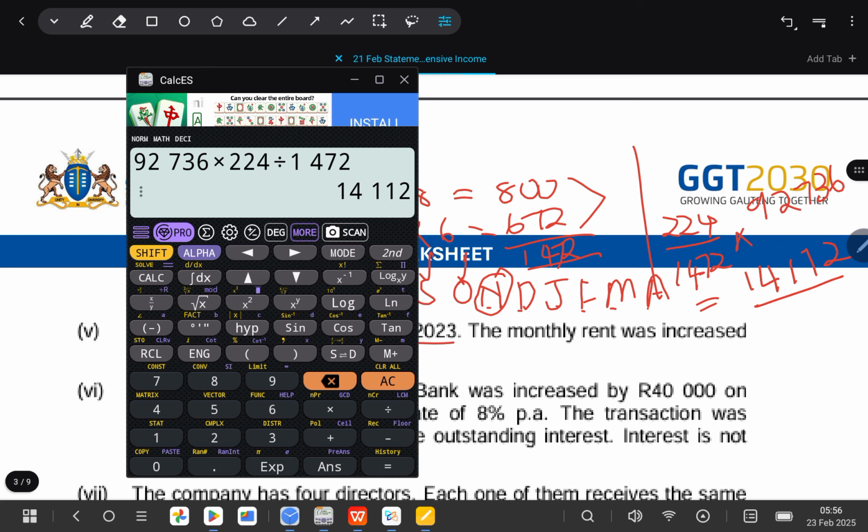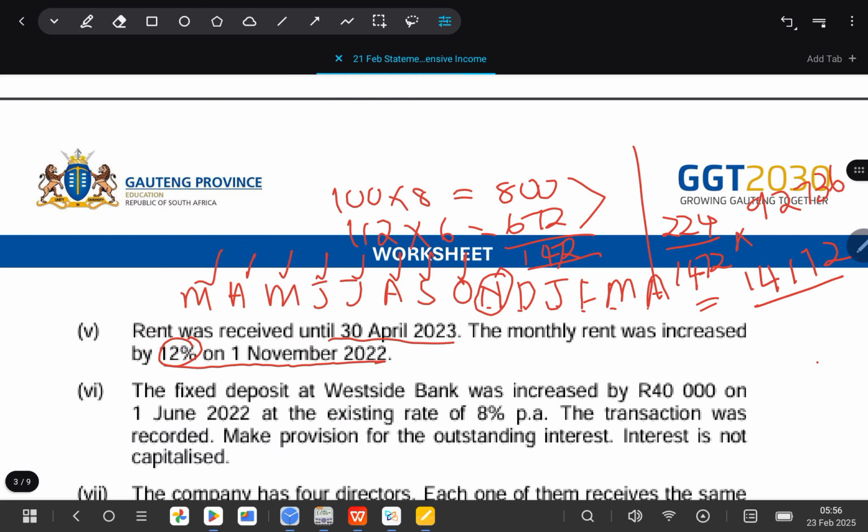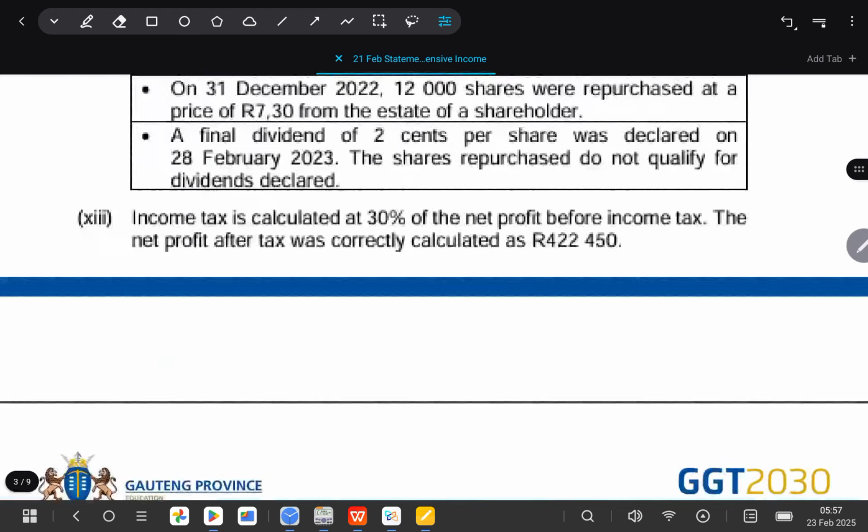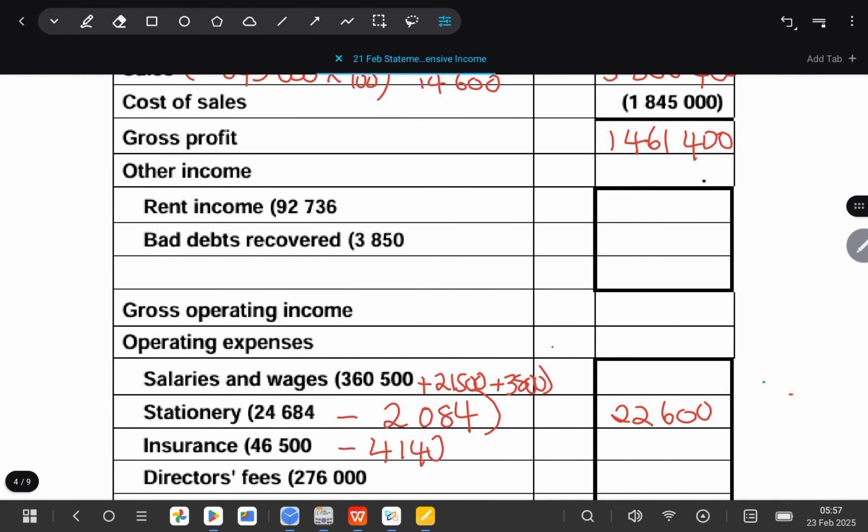So 14,112 will be subtracted. Okay, so we're going to subtract it here. So under rent income, we're going to say minus 14,112. Then we are done. Okay, then we move to the next one.